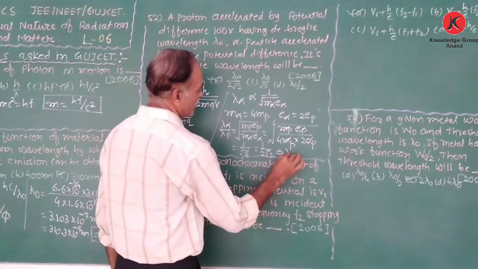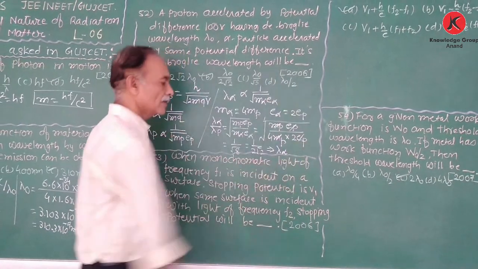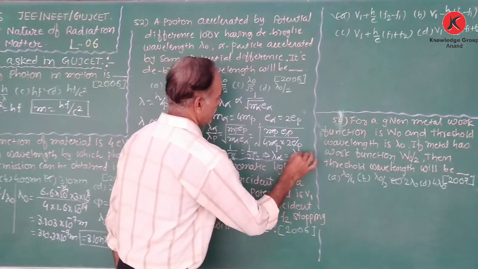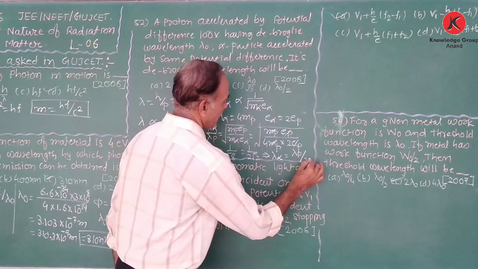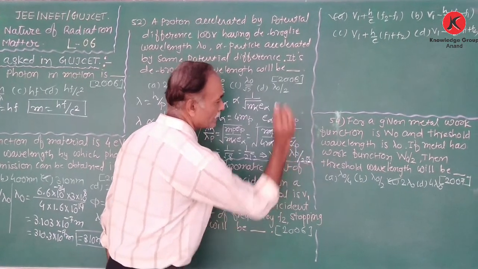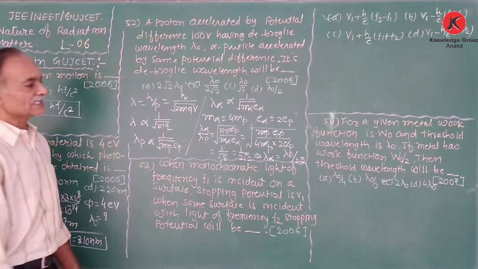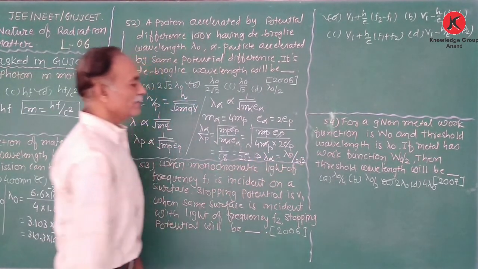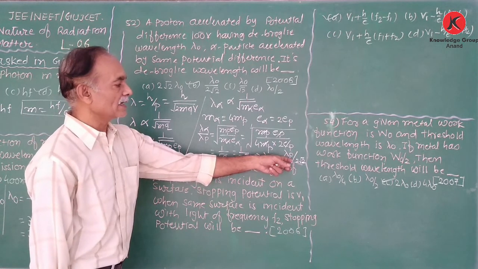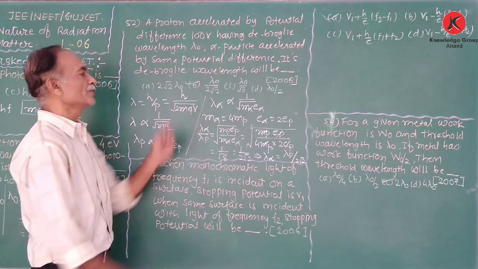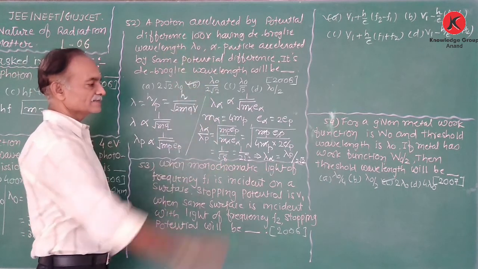Therefore, the de Broglie wavelength of the alpha particle is the de Broglie wavelength of the proton divided by 2 root 2. And this de Broglie wavelength of the proton is given as lambda 0. Therefore, lambda 0 upon 2 root 2 is our answer.